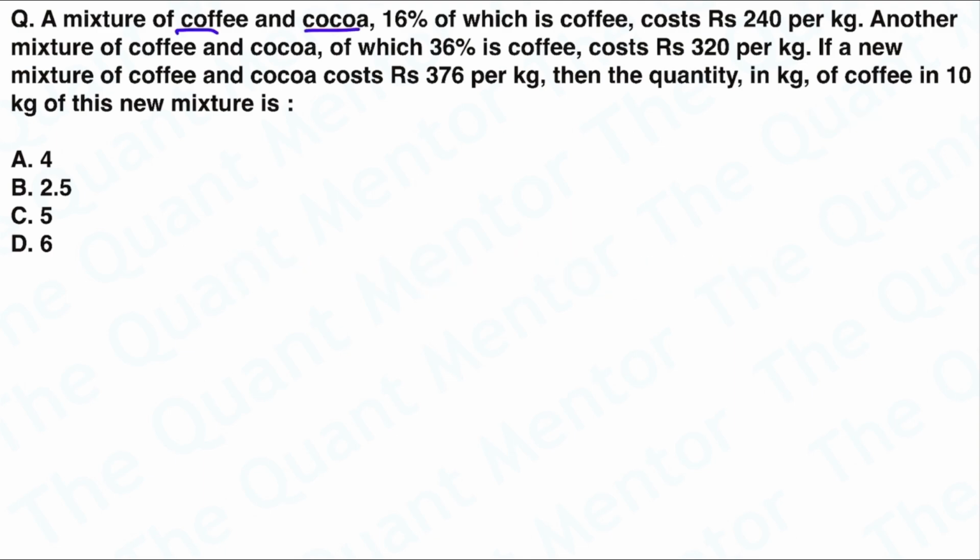Alright, so a mixture of coffee and cocoa, 16% of which is coffee, costs rupees 240 per kg. Okay, 16% should be coffee. And another mixture of coffee and cocoa, of which 36% is coffee, is costing rupees 320 per kg. If a new mixture of coffee and cocoa costs rupees 376 per kg, then the quantity in kgs of coffee in 10 kgs of this new mixture is.